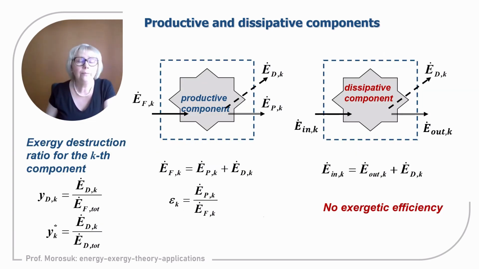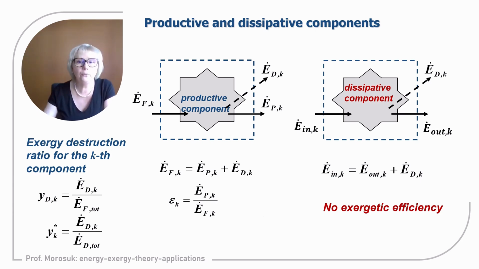So now, if we are applying a modern version of exergetic analysis, meaning the concept of exergy of fuel and exergy of product, we can find out that there are two types of components: productive components and dissipative components. What does it mean from the exergetic point of view, from the analysis point of view?